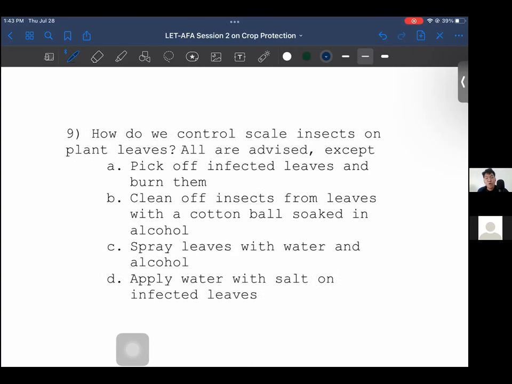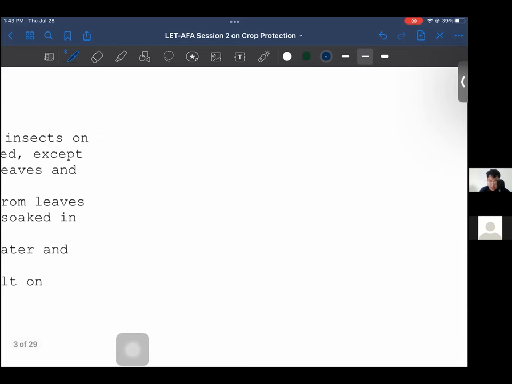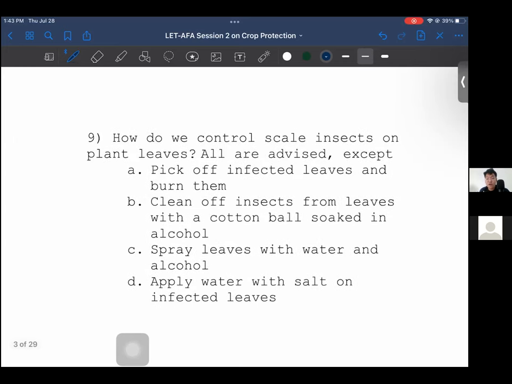Ayan. So the correct answer is letter D. Yes. Apply water with salt on infected leaves. In controlling scale insects, one of the most effective ways is maglagay ng alcohol. This could be isopropyl alcohol, rubbing alcohol, yung mga yan.